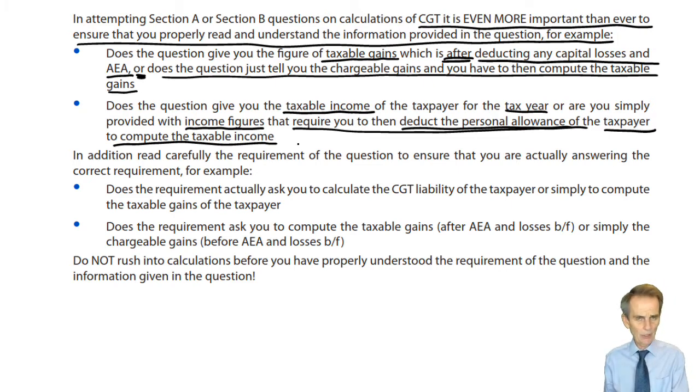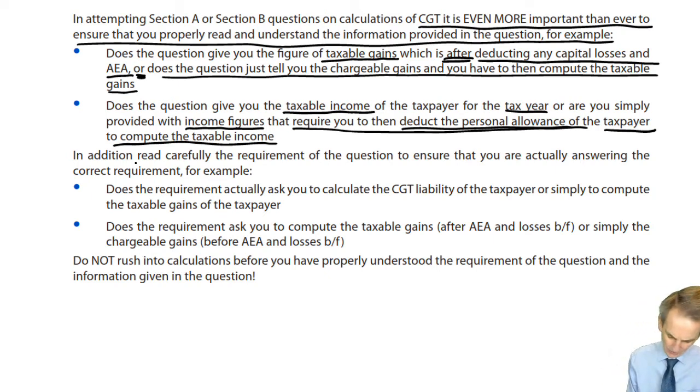Do they give you those figures as a starting point, or do they give you net income and net gains from which you respectively deduct your personal allowance and your AEA? Make sure you interpret that information correctly. I've received on the Ask the Tutor questions forum many questions over the years where someone says, why have we deducted the AEA, or why haven't we deducted the AEA? Why have we deducted the personal allowance, or why haven't we deducted the personal allowance? Simply based on students not having read the information provided within the question. So make sure you get that right.